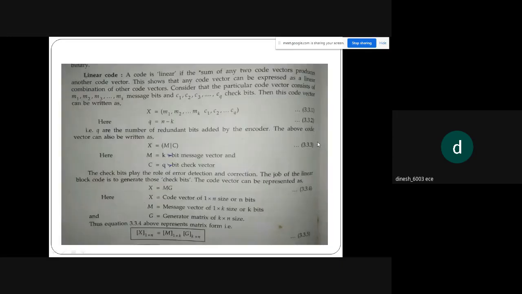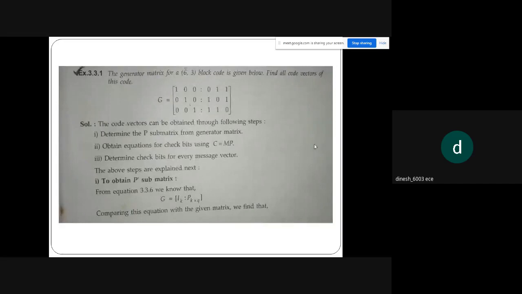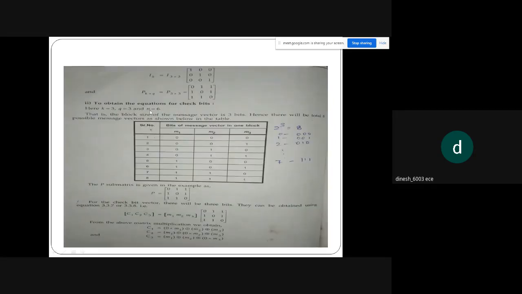Now see the question. For this question, tell me what is n and what is the k value. The question is given as the generator matrix for a (6, 3) code. (6, 3) represents n is 6, k is 3. That we had solved. So how to find check bits? q is n minus k. So n is 6, 6 minus 3, you get q is equal to 3.